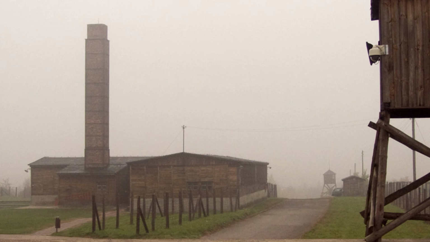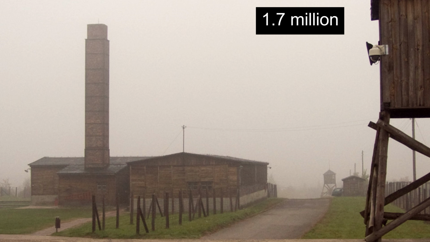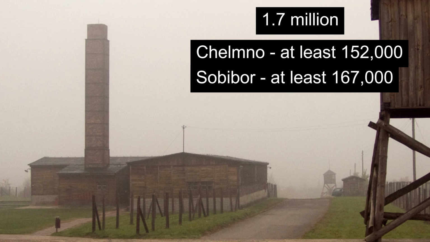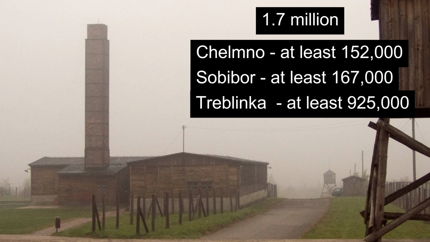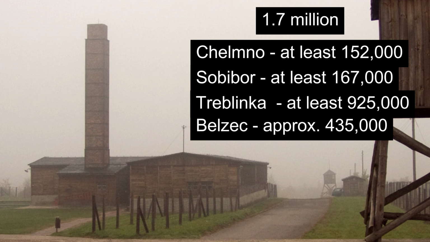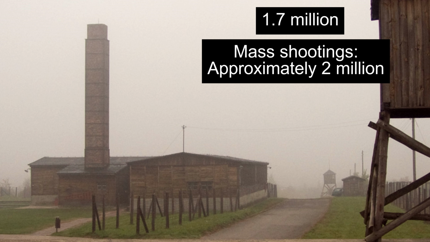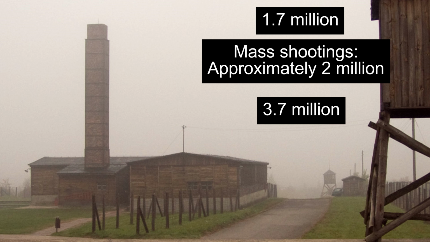In total, just under 1.7 million Jews were murdered in Chelmno, Belzec, Sobibor and Treblinka: at least 152,000 in Chelmno, at least 167,000 in Sobibor, at least 925,000 in Treblinka, and approximately 435,000 in Belzec. Adding this figure to the approximately 2 million killed in mass shootings brings us to a death toll so far of 3.7 million Jews. This is obviously well over the halfway point of 6 million.